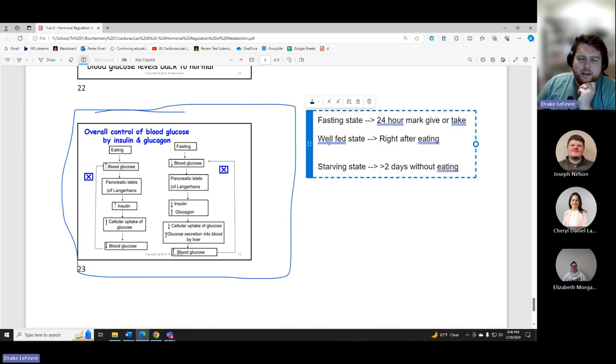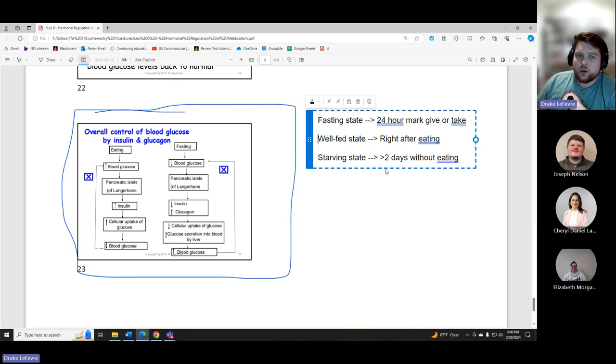But if I remember correctly, he'll ask a question along the lines of, in the well-fed state, which of the following is happening in the blood? Insulin is being released due to increasing blood glucose, something along those lines. Understanding that when we're in the well-fed state and we've just eaten, insulin is going to start to be released, glucagon is going to stop being released. And then all of those processes that we talked about that can happen after that, any of those kinds of answers are fair game.